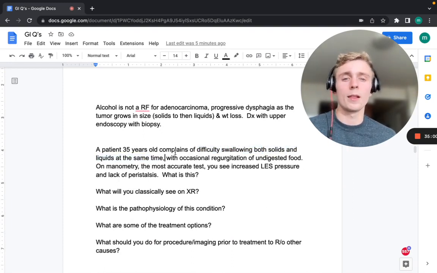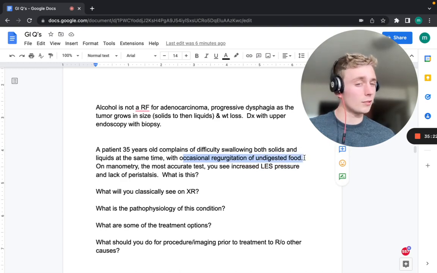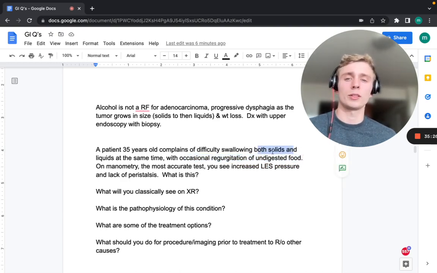...at the same time, with occasional regurgitation of undigested food. On manometry, the most accurate test in this condition, you see an increased lower esophageal sphincter pressure and a lack of peristalsis. So, very interesting: lack of peristalsis. You did manometry, the most accurate test, which clues you in. You see an increased LES pressure, and he's having occasional regurgitation of undigested food, so it's not getting into the stomach. And it's difficulty swallowing solids and liquids at the same time.